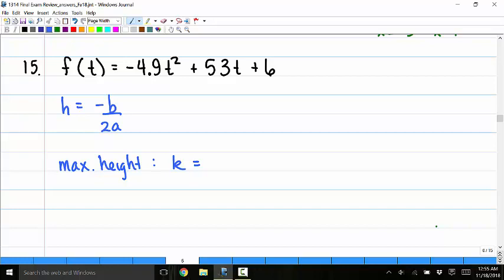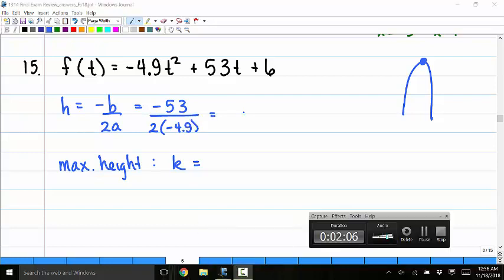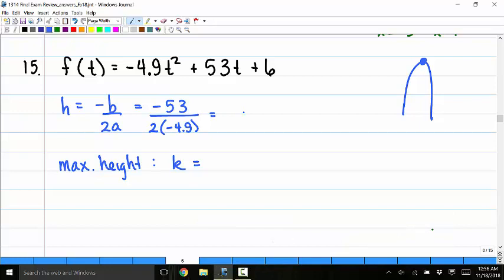So you're looking at a parabola, and you know that this parabola opens downward. So the maximum height is going to be the y value of the vertex. Before we can find the y value of the vertex, we need to go after the x value of the vertex. So we find that by doing h equals negative b over 2a. So we get negative 53 over 2 times negative 4.9. That value, when I plug it in on my calculator, I get 265 divided by 49.